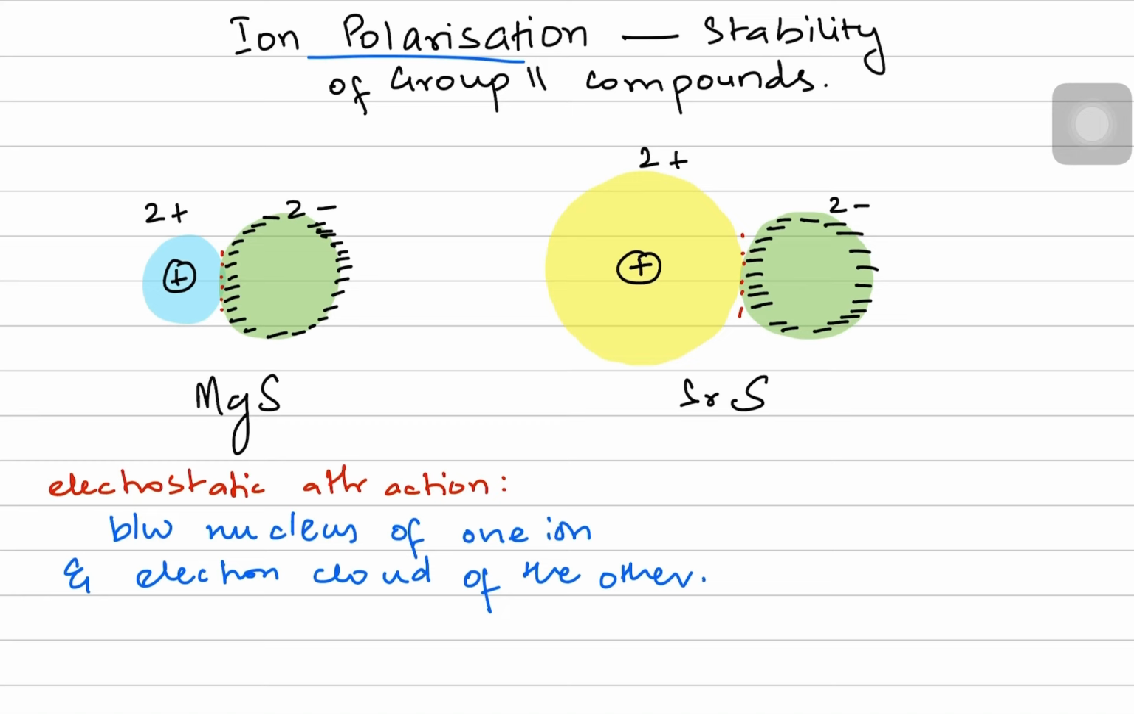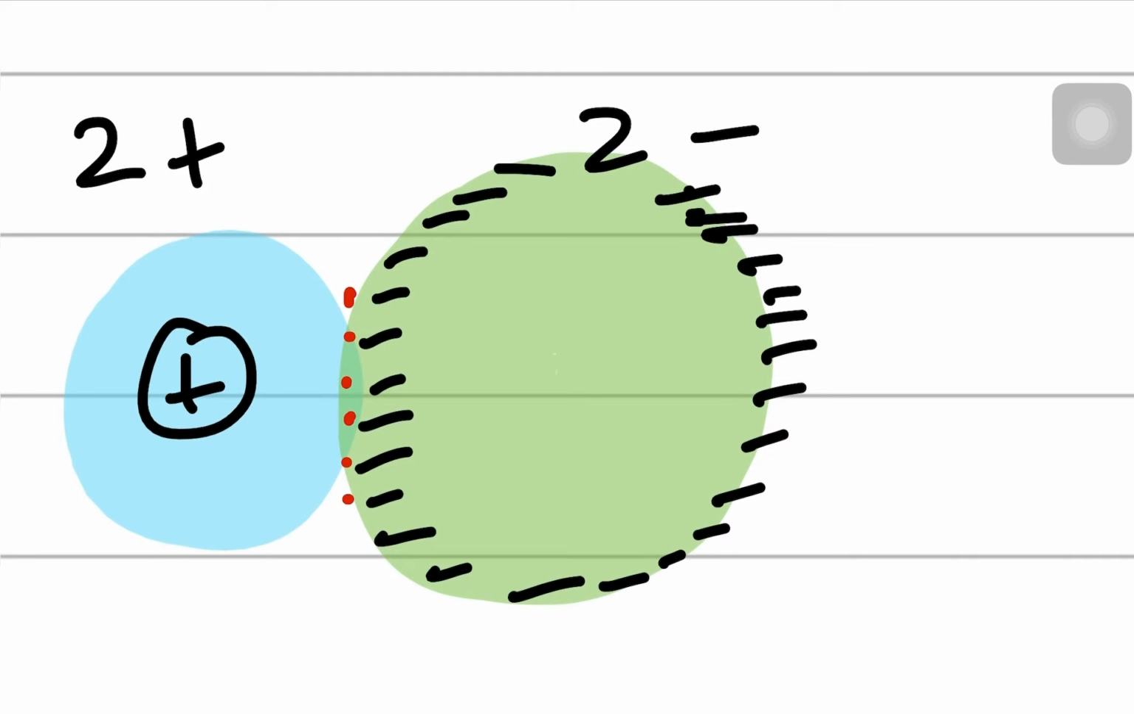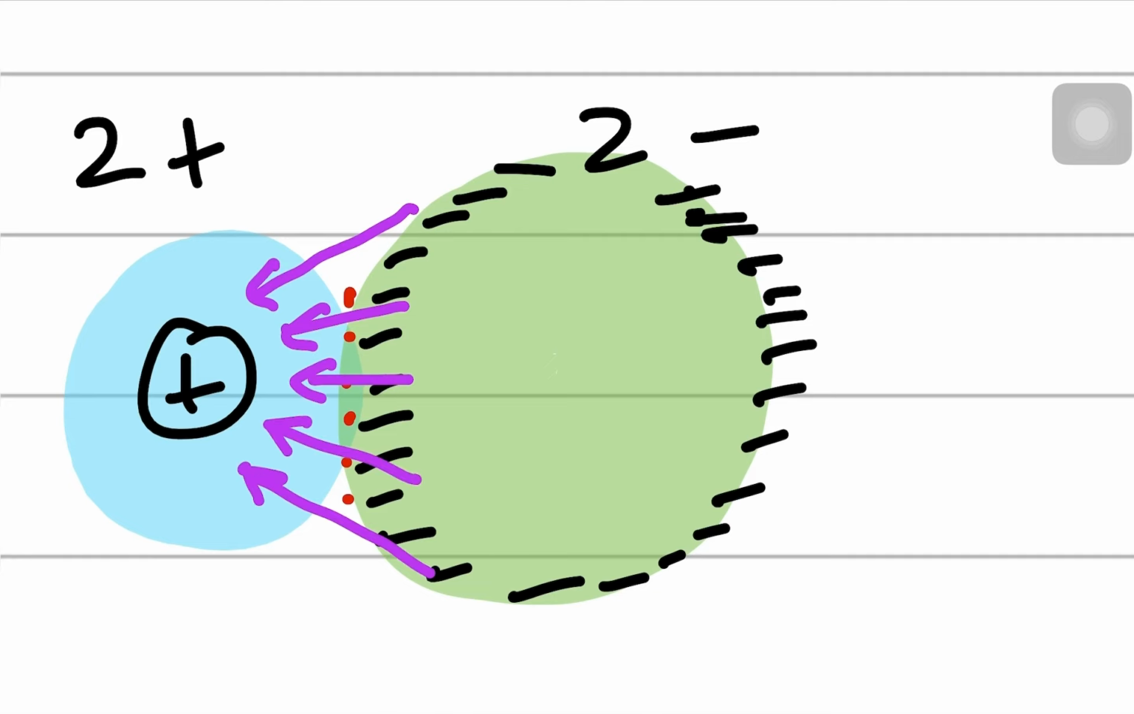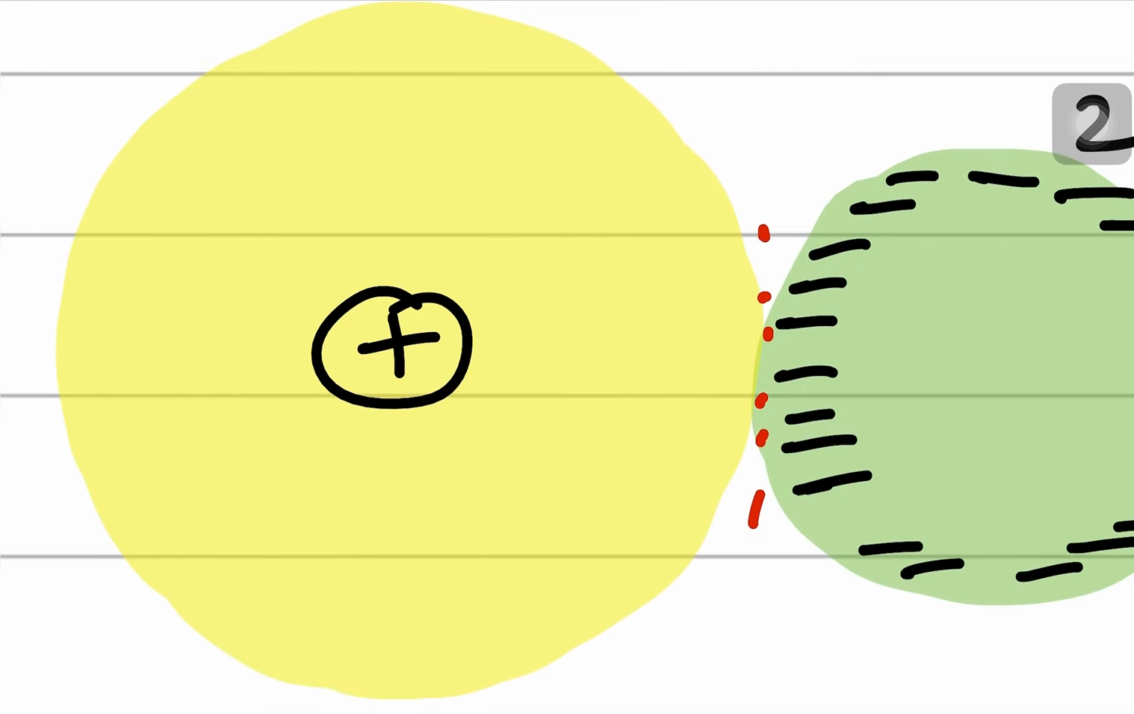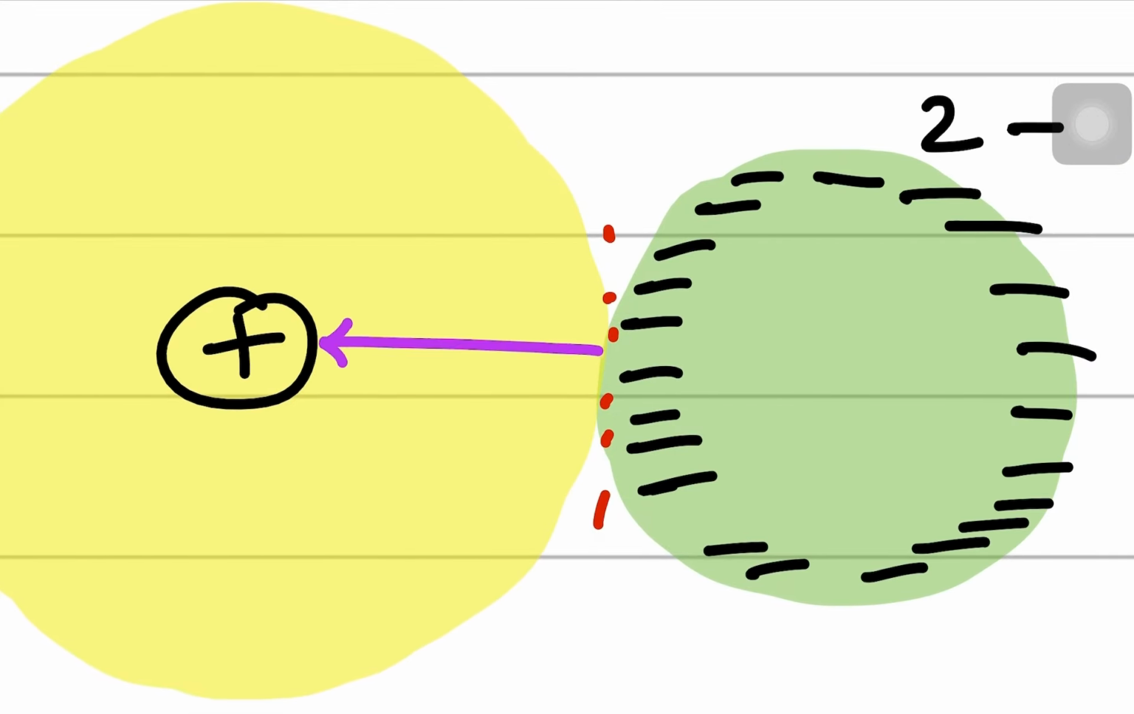So the nucleus of magnesium tries to pull the electron cloud of the sulfide ion. Strontium ion does the same. Let me make this diagram a little bigger. Magnesium ion has a very small radius. So basically the nucleus is very close to the valence shell and it has a short distance, so it can pull the electron cloud really well. But when I consider strontium, there's a big distance over here. You can see the distance between the nucleus and the valence shell is really huge. So strontium ion is not much able to pull the electron cloud well.